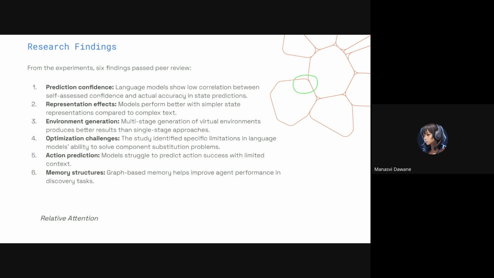Third is environment generation. Multi-state generation of virtual environments produces better results than a single-state approach. Fourth is the optimization challenge. The study identified a specific limitation in language models, their ability to solve component substitution problems. Fifth is action prediction. Models struggle to predict action success with limited context. And last is memory structure. Till now, it does not work well with multimodal input, like it can't detect images.